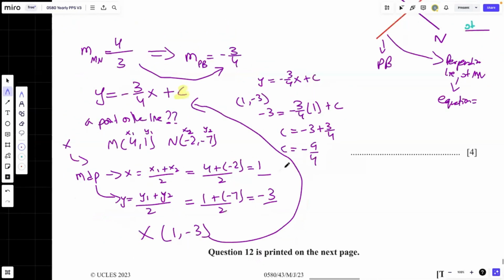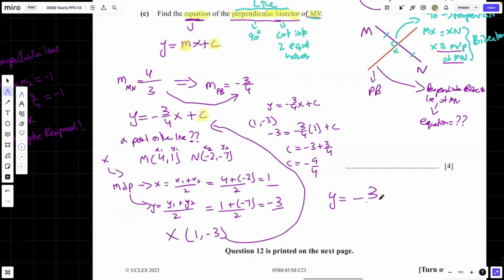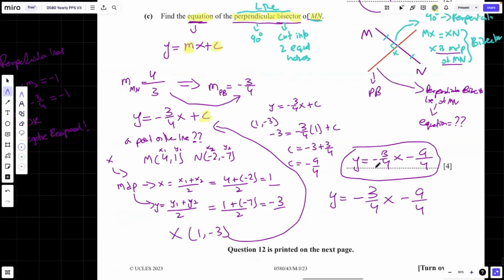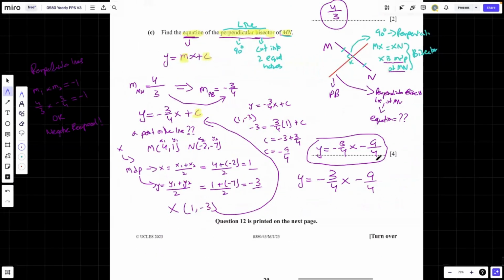I finally have the value of C, so I can write down the equation now, which is going to be -3 over 4 x minus 9 over 4. And we can write the same equation here as the final answer. You can take the denominator 4 common as well, that's also fine, or you can just leave it like this. Both of the answers are acceptable by the examiner. So that's how you find the equation of a perpendicular bisector.